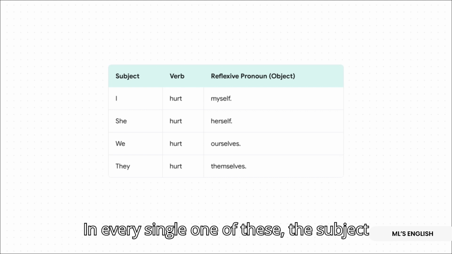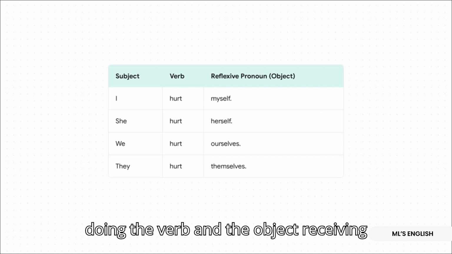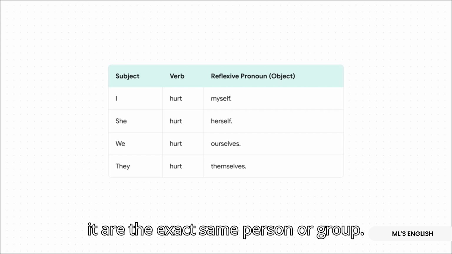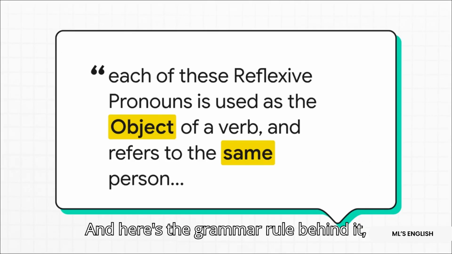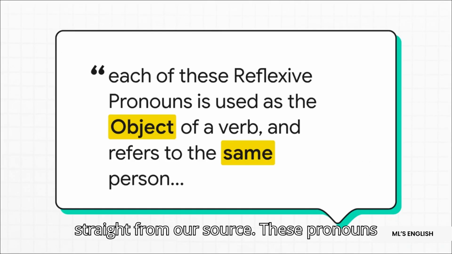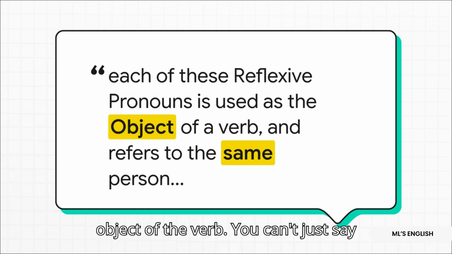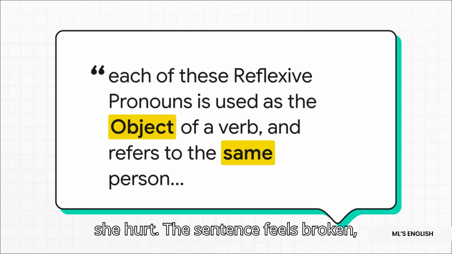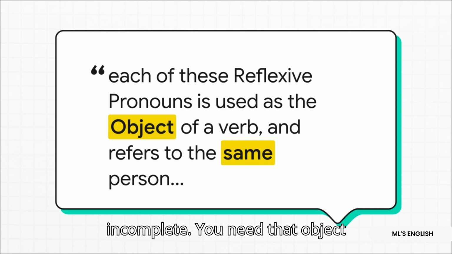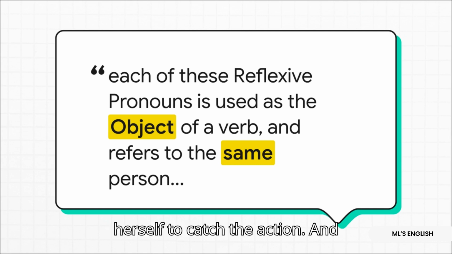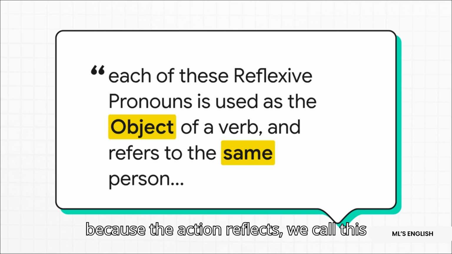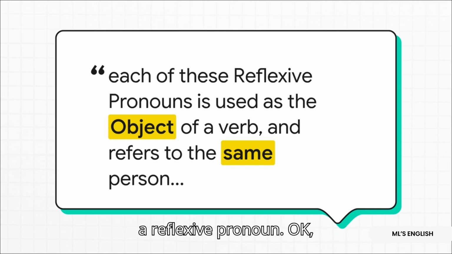In every single one of these, the subject doing the verb and the object receiving it are the exact same person or group. And here's the grammar rule behind it, straight from our source. These pronouns are essential. They're acting as the object of the verb. You can't just say, she hurt. The sentence feels broken, incomplete. You need that object, herself, to catch the action. And because the action reflects, we call this a reflexive pronoun.